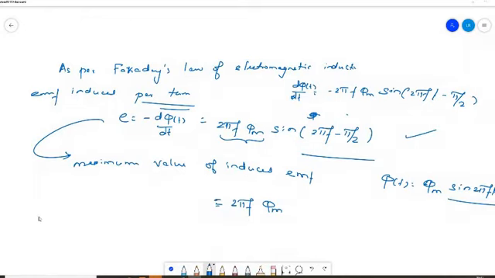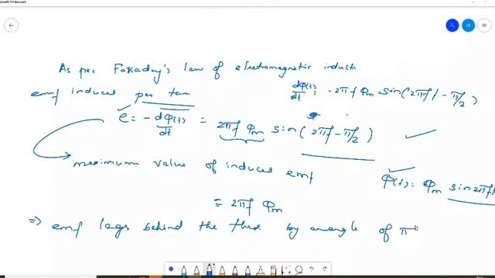Before that, you will also write this, comparing this equation and this equation. We can say that the EMF lags behind the flux by an angle of pi by 2. So this is about the maximum value.